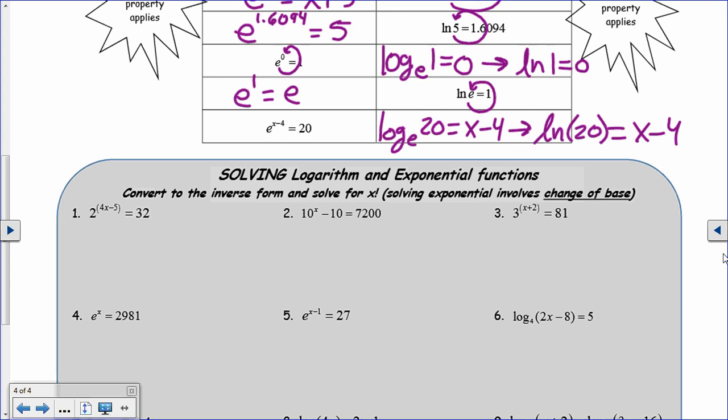All right. So everybody okay with converting with the e's? It works the same way. You just imagine that the base is e in that situation. Okay. All right. Now, the last thing we're going to talk about is how to solve.